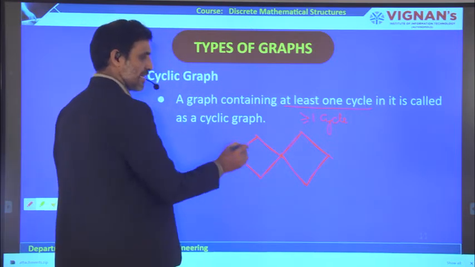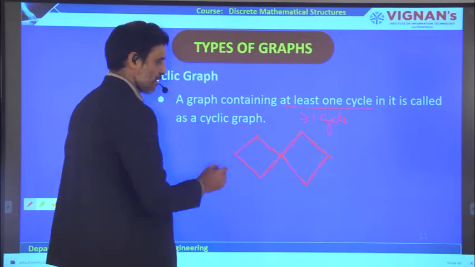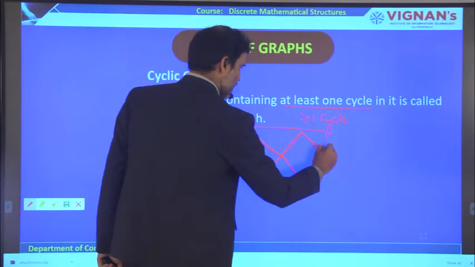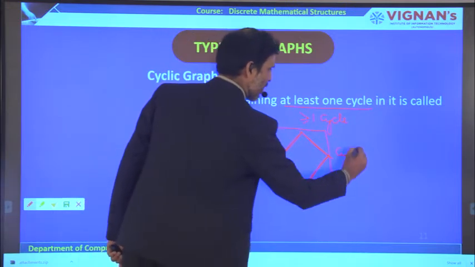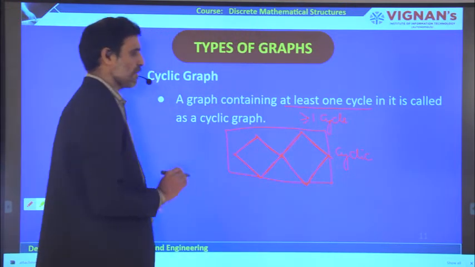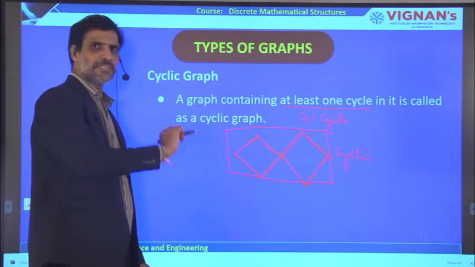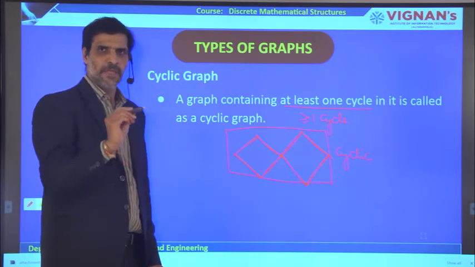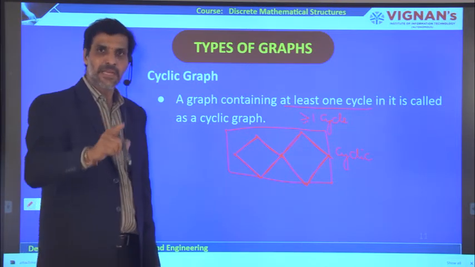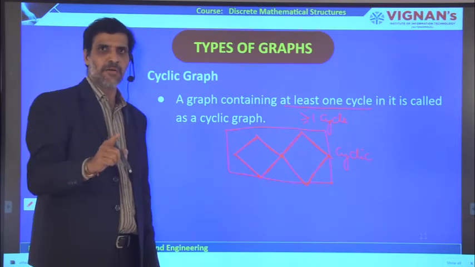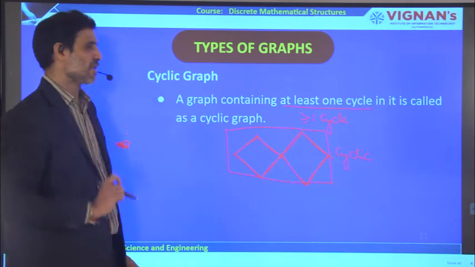So here it is one cycle, and it is another cycle. But this is not a cycle graph. This is a cyclic graph. Remember that. It is not a cycle graph. Remember that the difference between cycle graph and cyclic graph is that in a cycle graph there is only one cycle. In a cyclic graph there are more than one cycles. This is the main difference between cycle graph and cyclic graph.